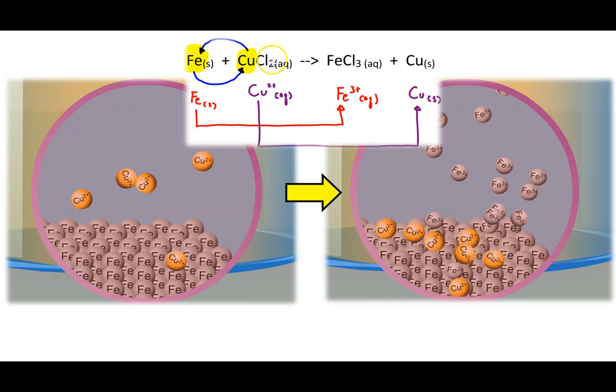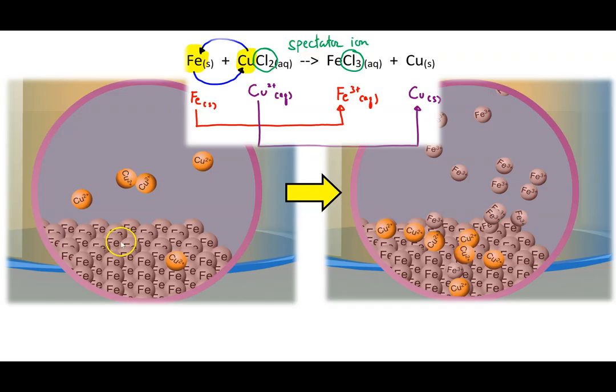Now, you may notice that the chlorine is not included in this animation, and that is because chlorine is a spectator ion. As a reminder, spectator ions do not participate in the overall reaction. Chlorine started off as an aqueous ion, and it ends up as an aqueous ion. So nothing about it has changed. It was floating around as an aqueous ion, and it's still floating around as an aqueous ion.